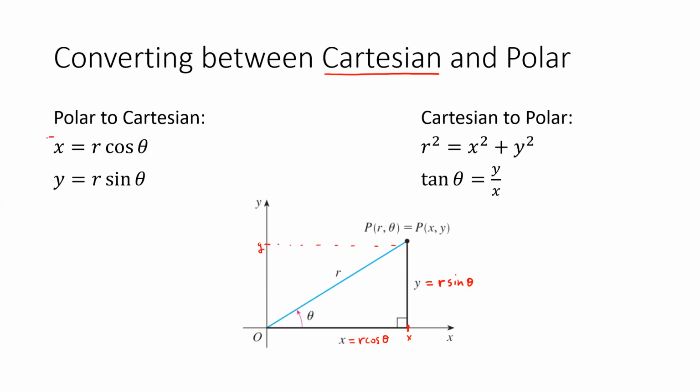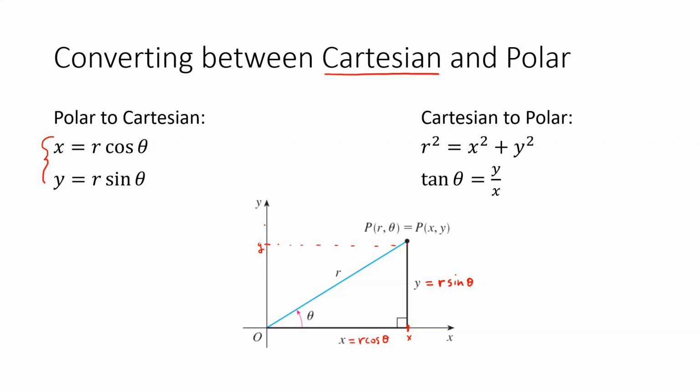Now that gives me two equations that can be used to convert from polar coordinates. So given an r and a theta, we can use these equations to convert that point into Cartesian coordinates. Okay, so that gives me the x and the y coordinate given an r and a theta.